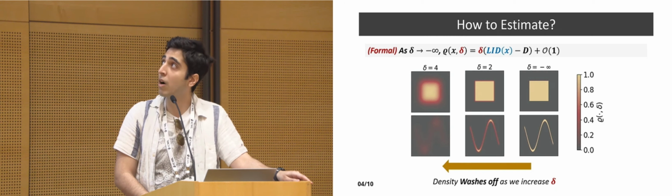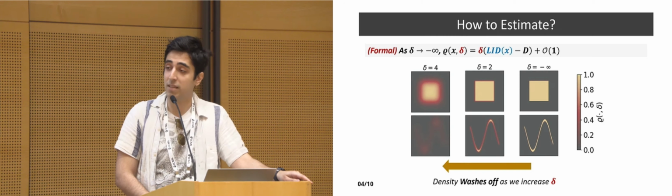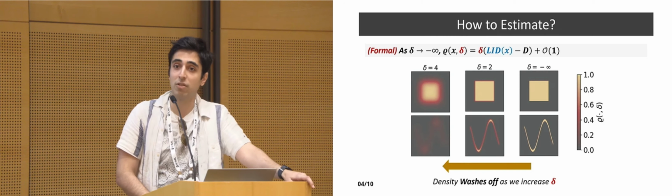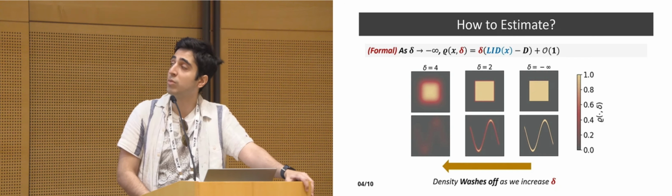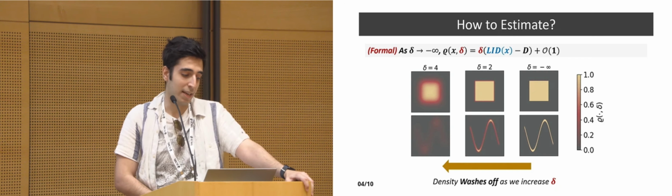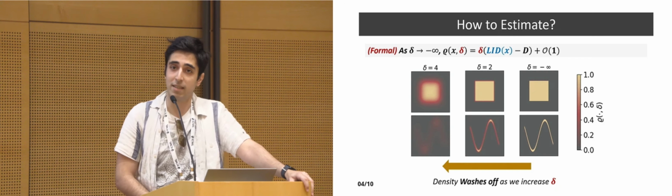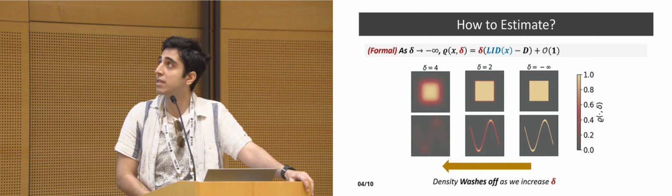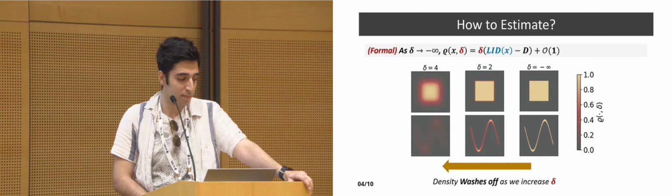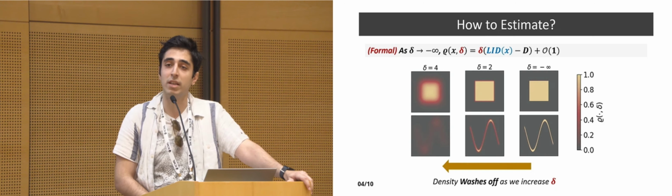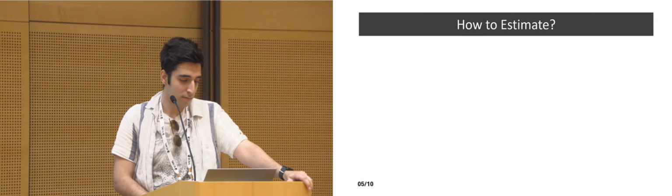They have a theorem stating that when you take the limit of delta to negative infinity, the relation between these Gaussian convolutions and LID, in blue here, is linear. And capital D is essentially the ambient dimension. So if you somehow have access to these Gaussian convolutions, you can get LID out of it.